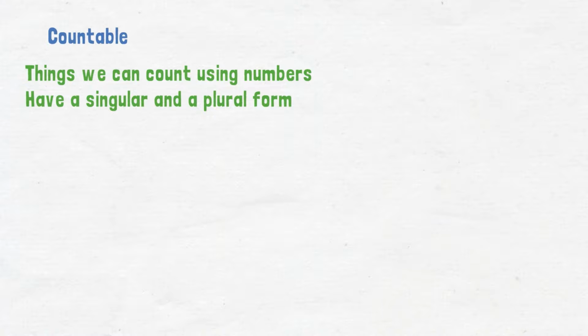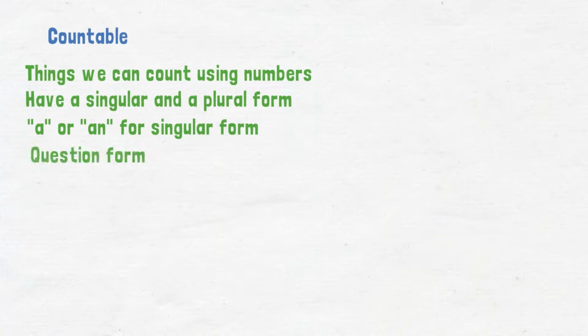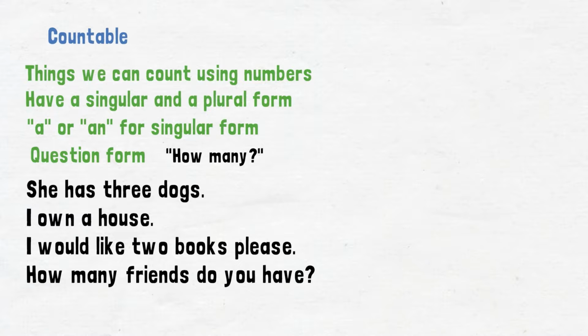The singular form can use the determiner a or an. And if you want to ask about the quantity of the countable noun, you ask, how many? For example, she has 3 dogs. I own a house. I would like 2 books, please. How many friends do you have?